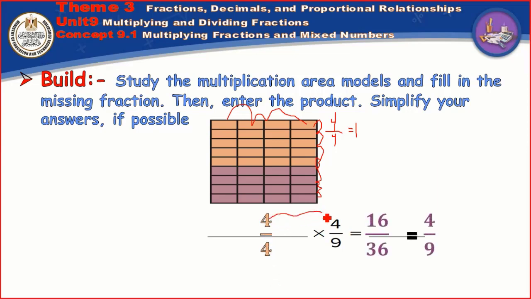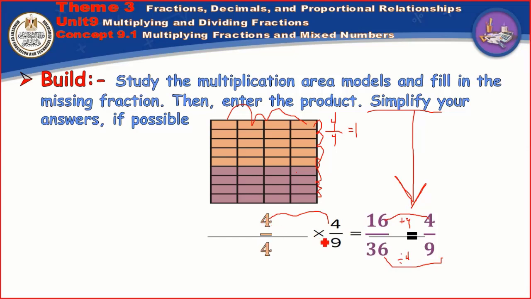Let's multiply 4 times 4 equals 16. Let's count here the purple on the shared part: 4, 8, 12, 16, excellent, over 36. But can you remember to simplify? Excellent, let's do simplifying here. How can I simplify by dividing? I will find the equivalent fraction for 16 over 36 by dividing 16 by 4. If I divide the numerator by 4, I should also divide the denominator by 4. 36 divided by 4 equals 9.